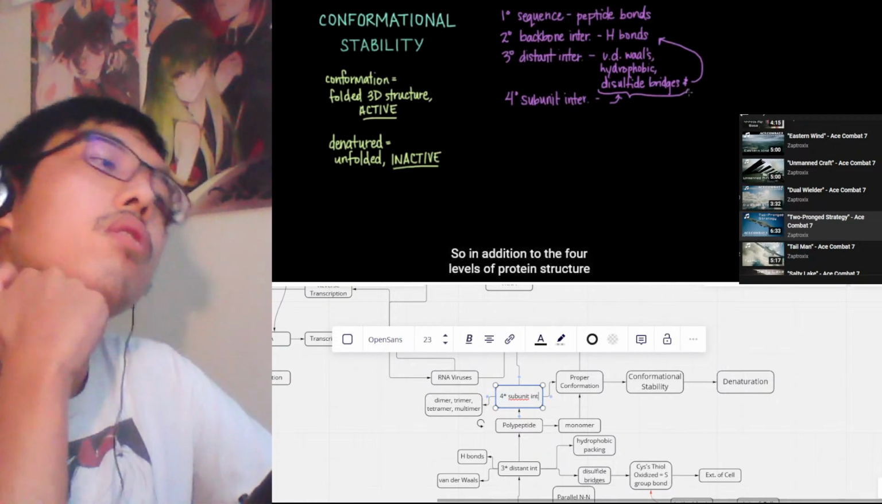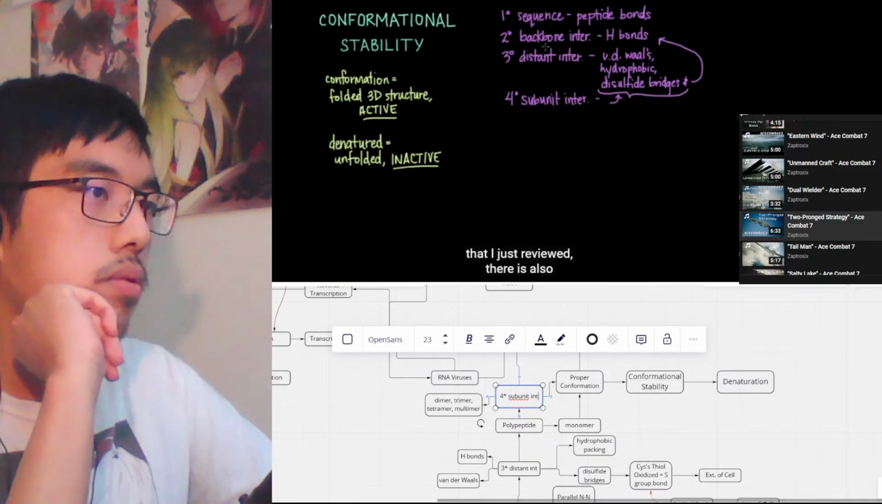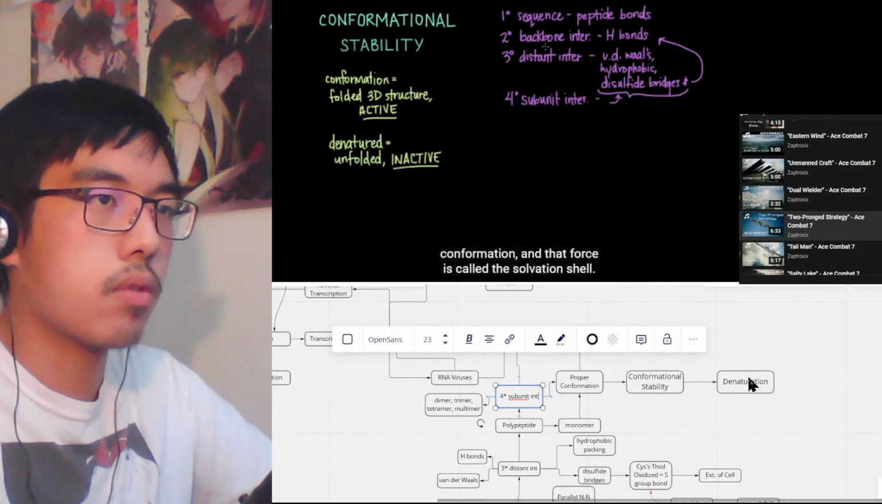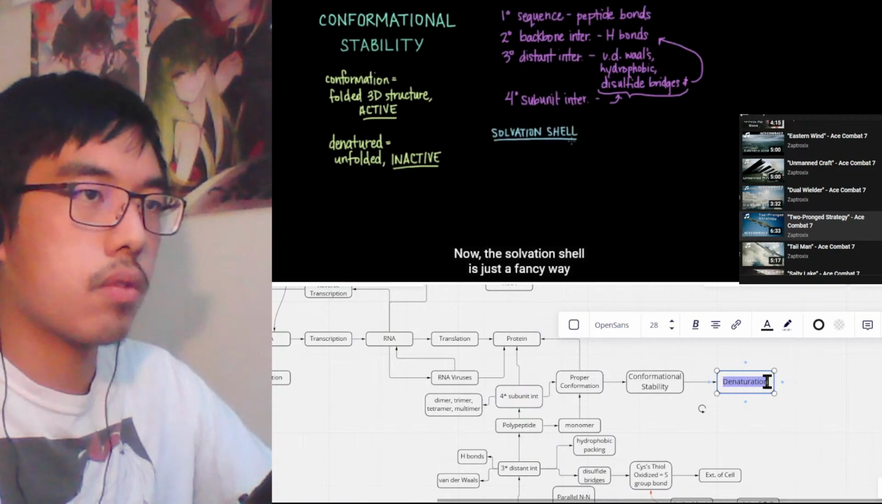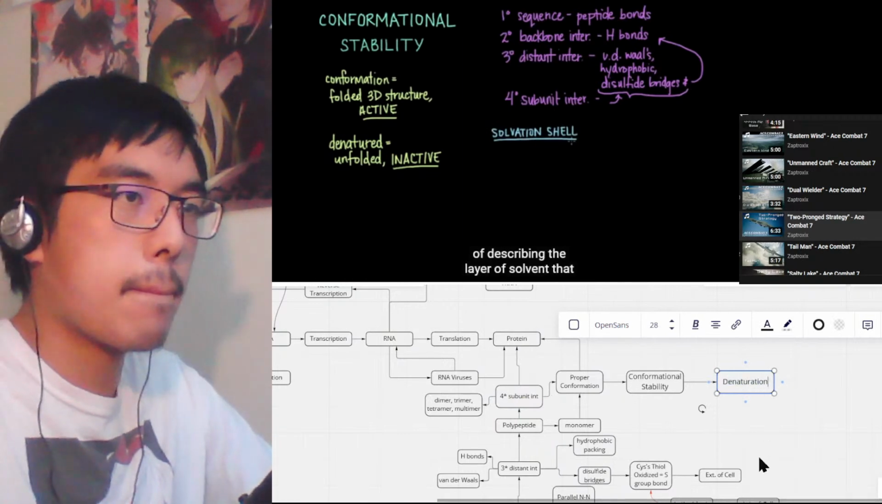Denatured protein is inactive. So in addition to the 4 levels of protein structure that I just reviewed, there is also another force that helps to stabilize a protein's conformation, and that force is called the solvation shell. Now, the solvation shell is just a fancy way of describing the layer of solvent that is surrounding a protein.